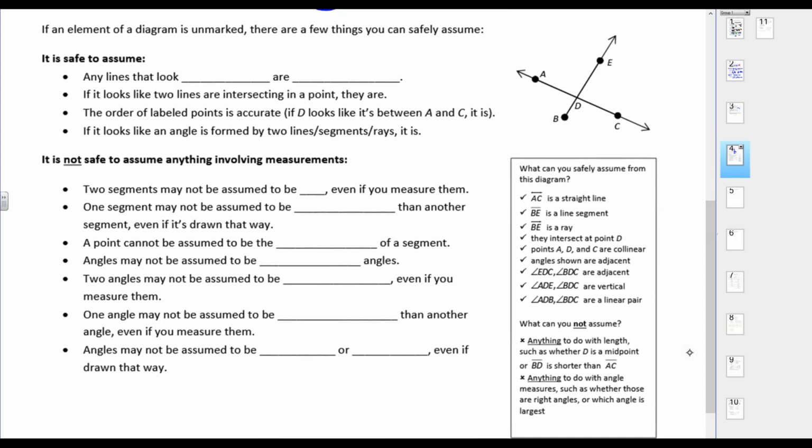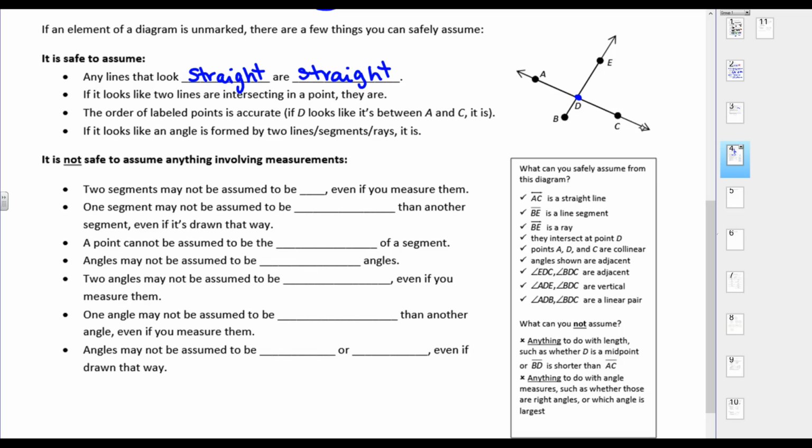If an element in a diagram is unmarked, there are a few things that we're able to safely assume. You can assume that any line that looks straight is straight. So if it looks straight, it is straight. We're not going to play that game with you guys. Okay? You can also assume that if 2 lines intersect, they're intersecting in a point. You can assume that the order of your label of points is accurate. So D is between A and C. We can assume that. And if it looks like an angle is formed by 2 line segments or rays, it is. Things that you cannot assume.